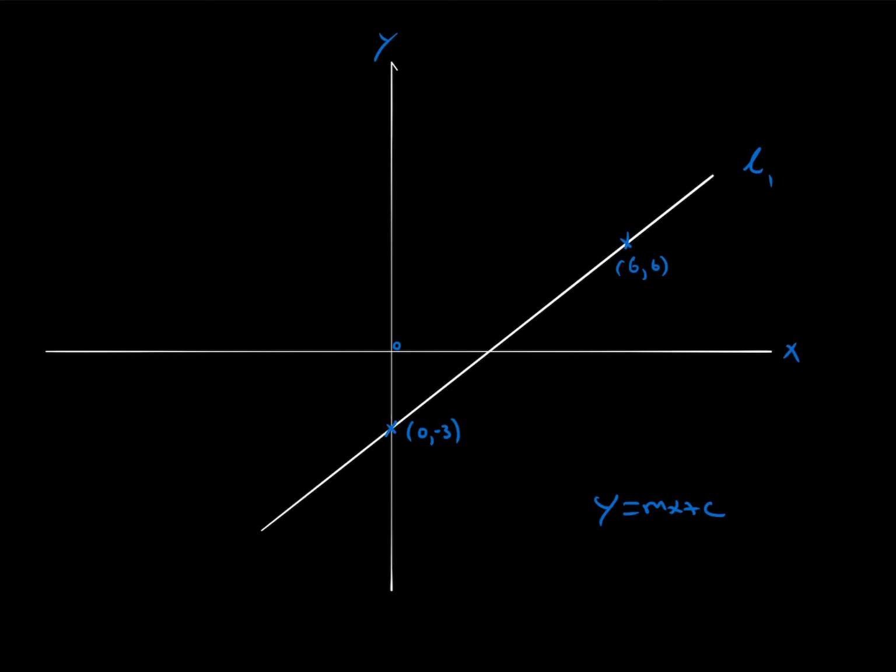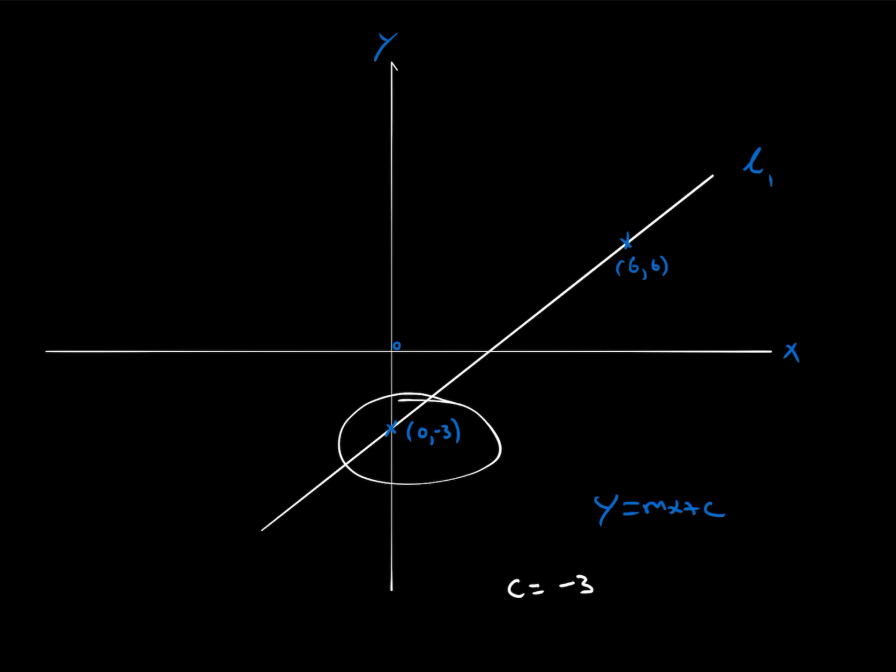Let's find c first. C is our y-intercept. Where does it cross the y-axis? It crosses the y-axis at -3. So we know definitely that c is equal to -3 because it crosses the y-axis at -3.